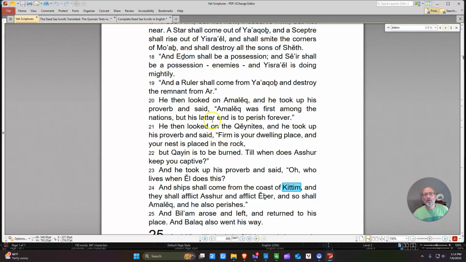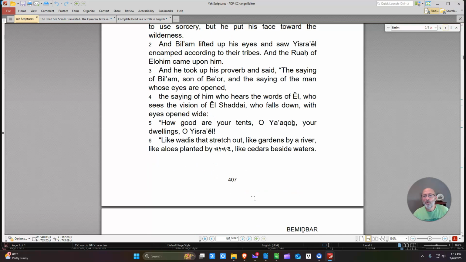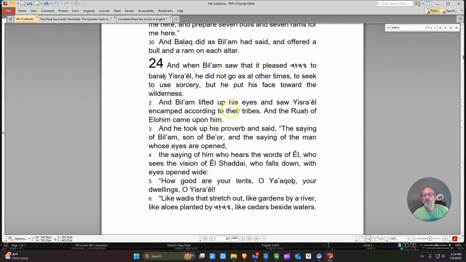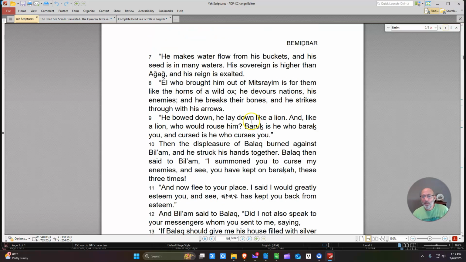But what I'm learning now, when you get into the war scroll, is we've got all these players: Amalek, the Canaanites, Cain. And the ships come from the coast of Kittim, and they shall afflict Ashur and afflict Eber, and so shall Amalek, and he also perishes. And what is this? This is Numbers, and this is the prophecy of Balaam, who most people would know as Balaam, who was supposed to come and curse Israel, but instead blessed them, because he could not do anything other than what Yahweh allowed him to do.